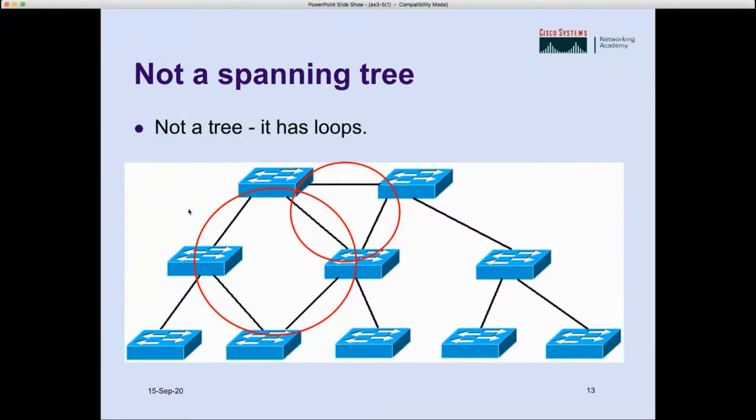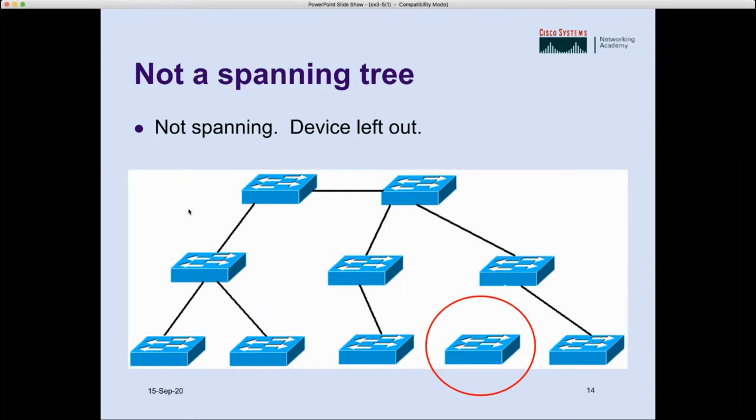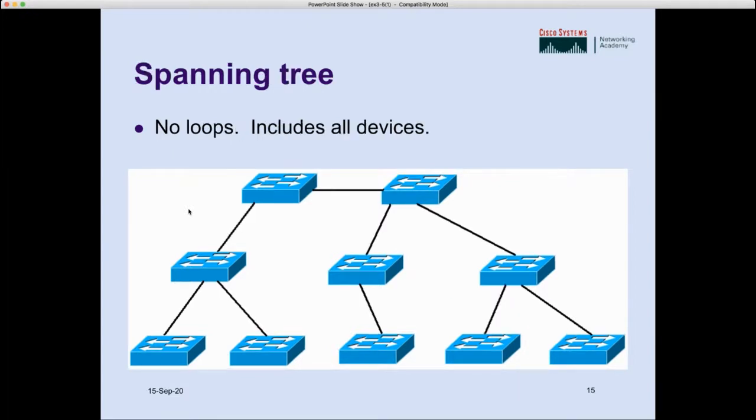Well, this is not a spanning tree. There are loops, multiple paths back and forth. So it's not a spanning tree. Now, this is a spanning tree, but there's a device left out. It doesn't have all devices connected. It doesn't span all devices. It's almost there, but not quite.